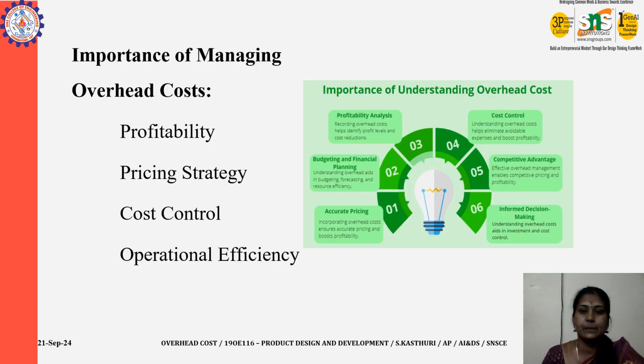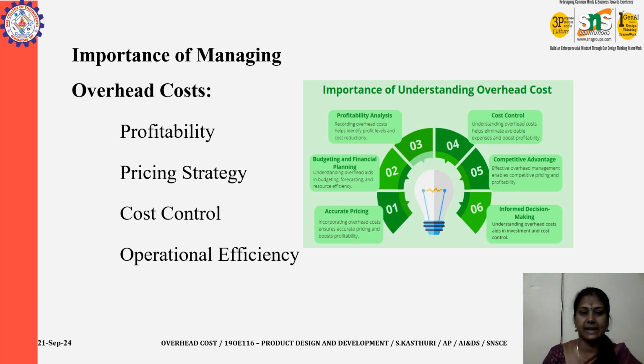So next one is the importance of managing overhead cost. First, profitability. Overhead costs significantly impact a company's profit margins. Understanding and managing overhead costs allows businesses to optimize their spending and improve profitability.